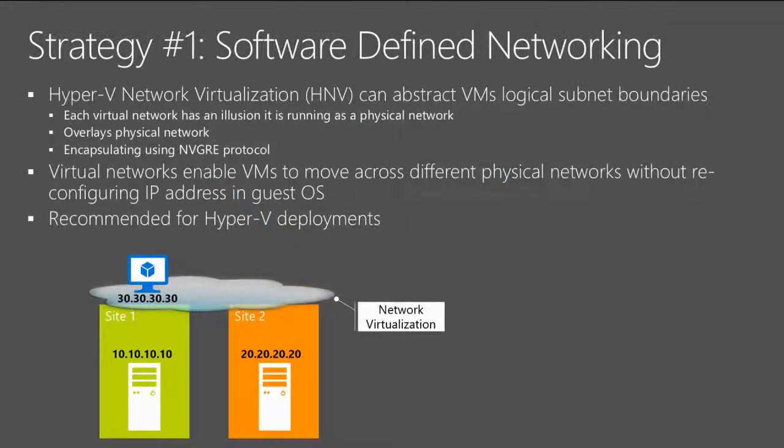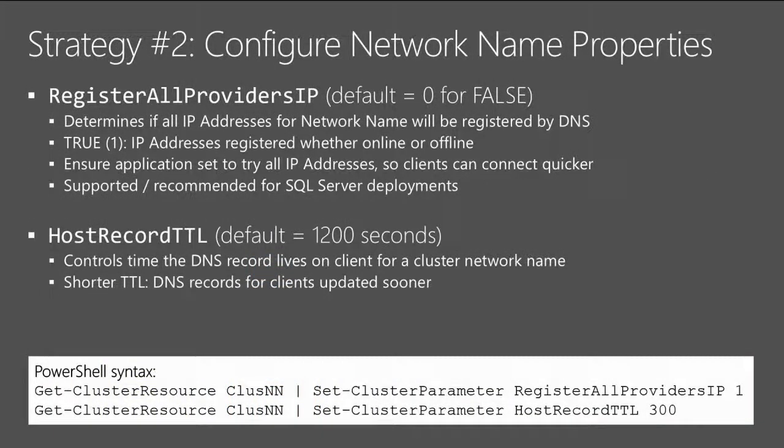So let's talk about how to mitigate that. The first thing is that if you are stretching Hyper-V clusters across sites, you can use Hyper-V network virtualization to completely abstract the networking. The virtual machines will be on a virtual network of 30.30, even though the physical adapters will be on a 10.10 or 20.20. That way, when I fail over from one location to another, the IP address associated with the virtual machine, the IP address that clients are connecting to, never changes, and everything is completely abstracted. So if you're doing Hyper-V, this is the way to go.